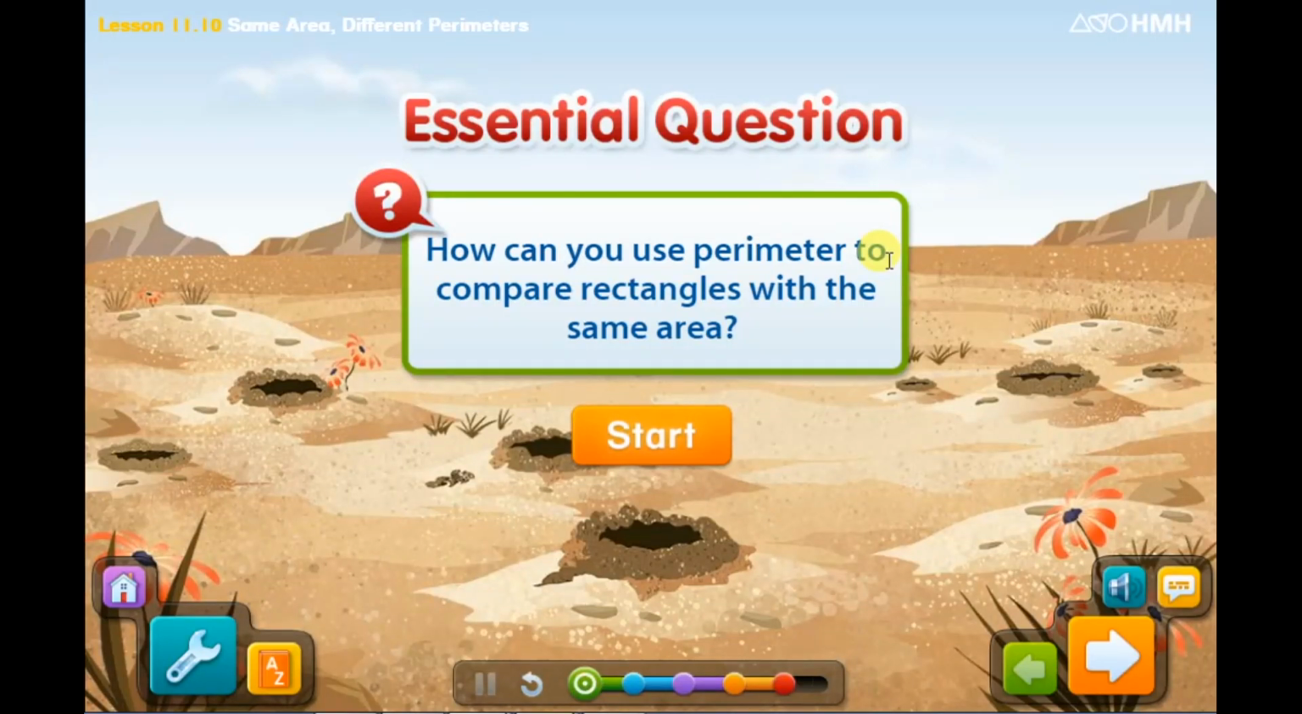Yesterday, we talked about figures that have different areas but the same perimeter. Today, our topic will be about figures or shapes that have the same area with different perimeters. Lesson 11-10. And our essential question is, how can you use perimeter to compare rectangles with the same area? Let's start and figure it out.